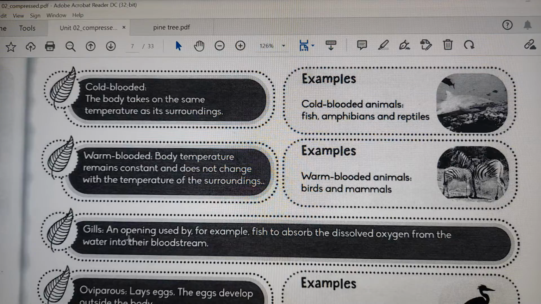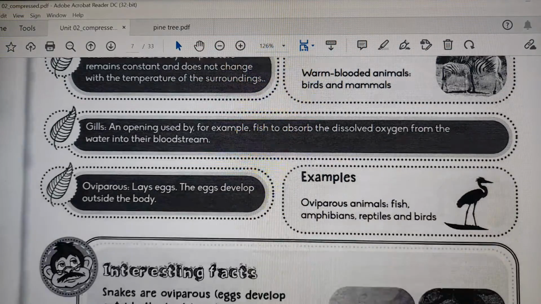And the gills, it is an opening that is used by, for example, fish to absorb the dissolved oxygen from water into the bloodstream. Remember, the fishes breathe through the gills. And the last new term, oviparous, means an animal lays eggs, and the eggs develop outside the body. Like your birds, they lay eggs, and the eggs develop outside the body. So we have learned those terms.